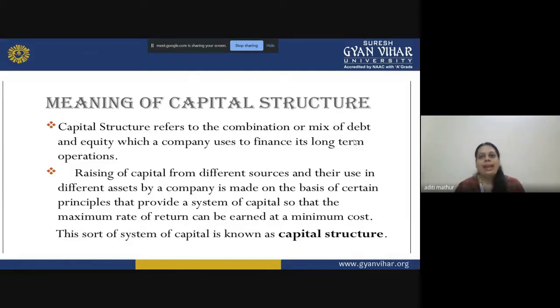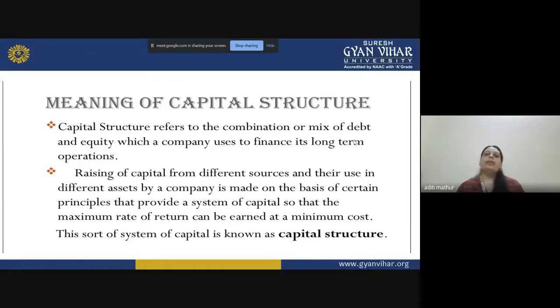So we all know that every business in this organization needs capital, the money to start its business, right? So when you need money to start a business, that money is capital and you can have it either through your equity or through your debt. So as per the definition, the capital structure refers to the combination or mix of debt and equity which a company uses to finance its long-term operation, right?